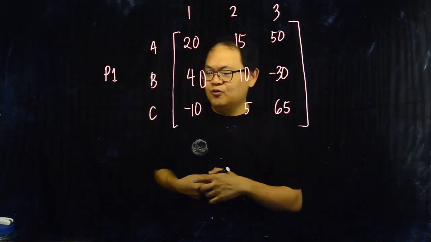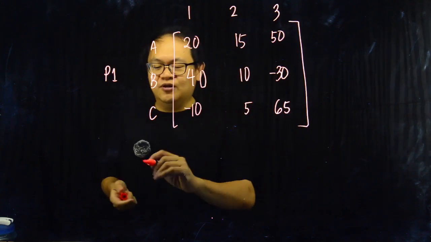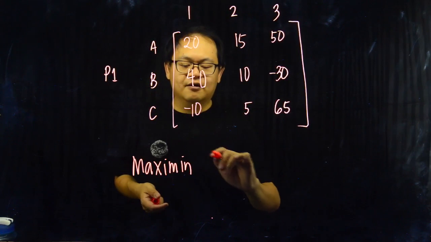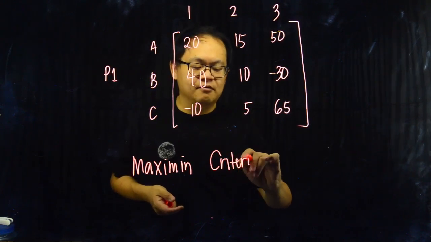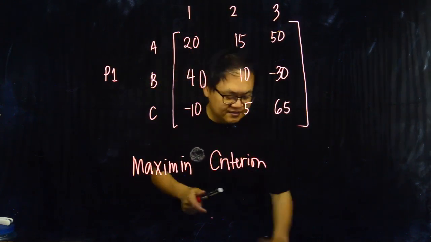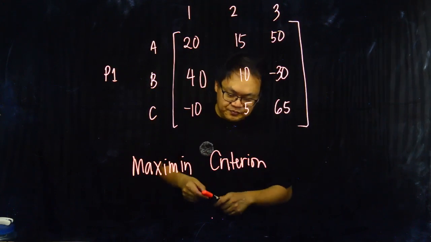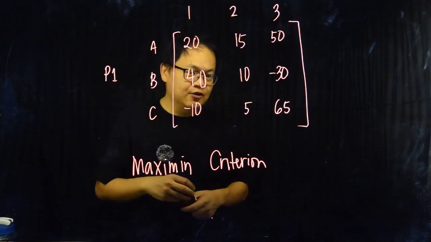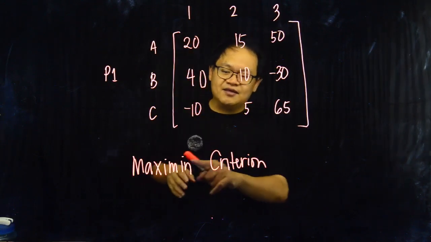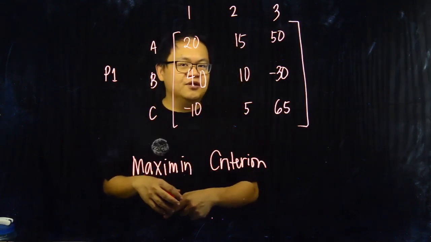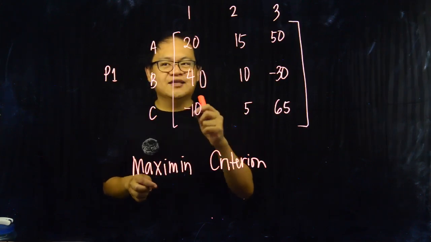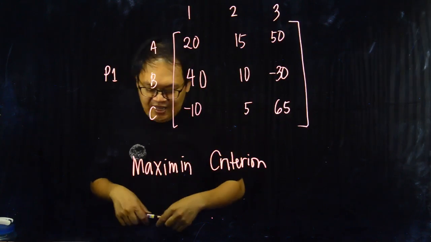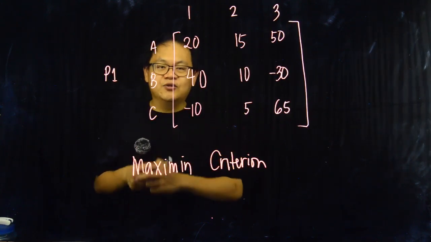Wrong. What we will do now is apply what we call the maximin criterion. And what is this maximin criterion? I usually don't like to use the phrase worst case scenario, but to easily understand the maximin criterion, all you have to do is think, what is the worst case scenario for each player given a certain strategy? And let me show that to you.